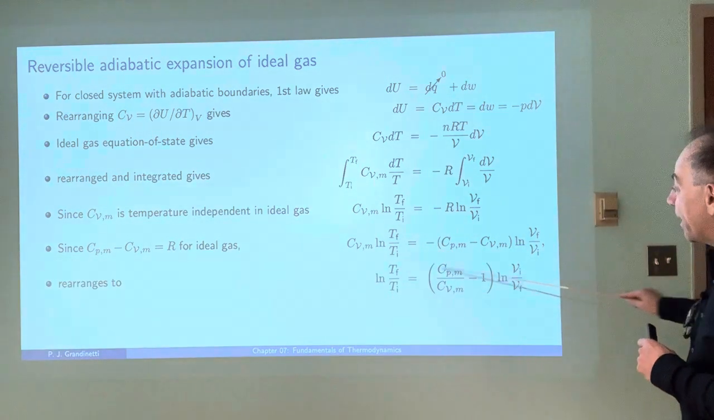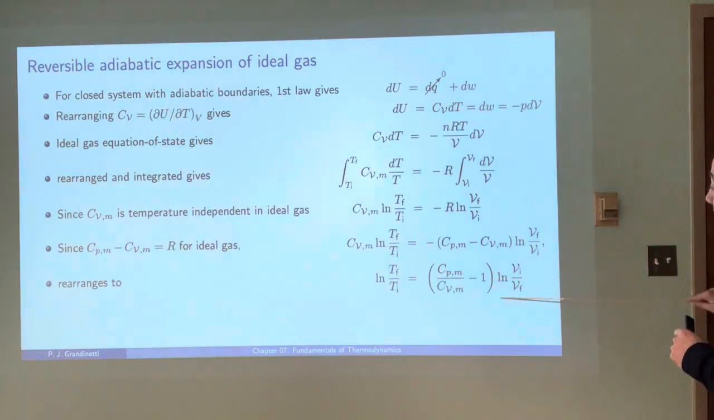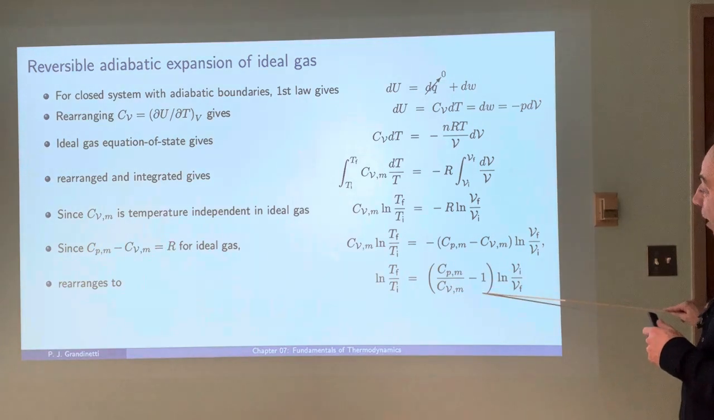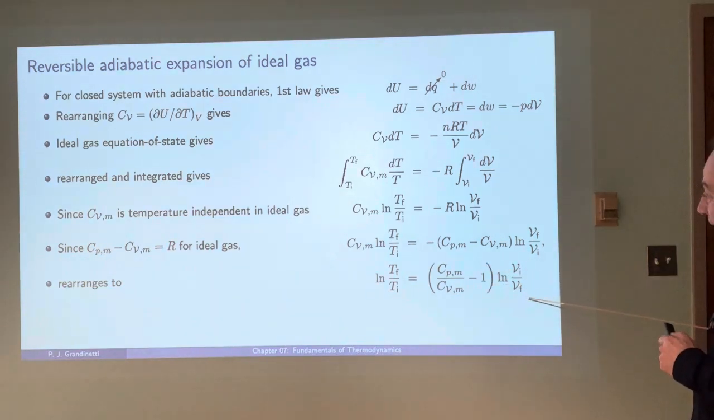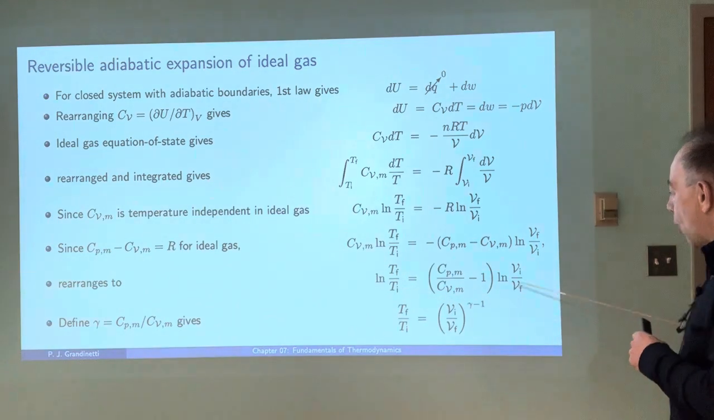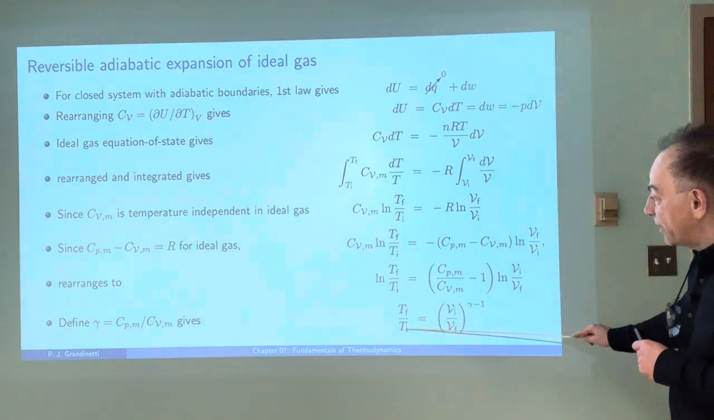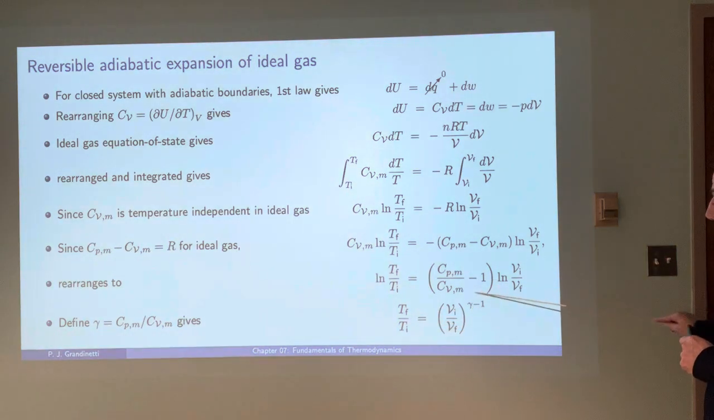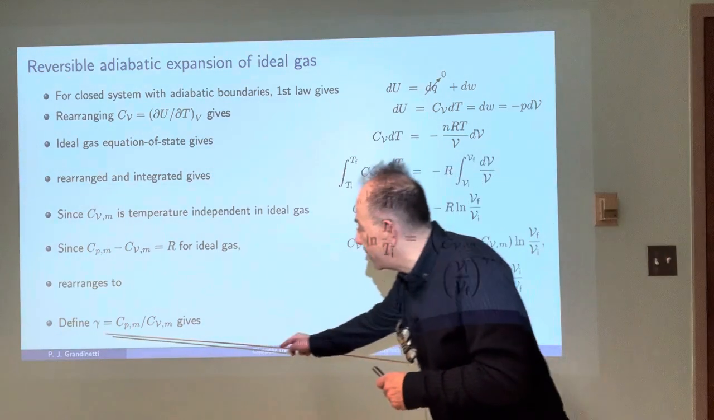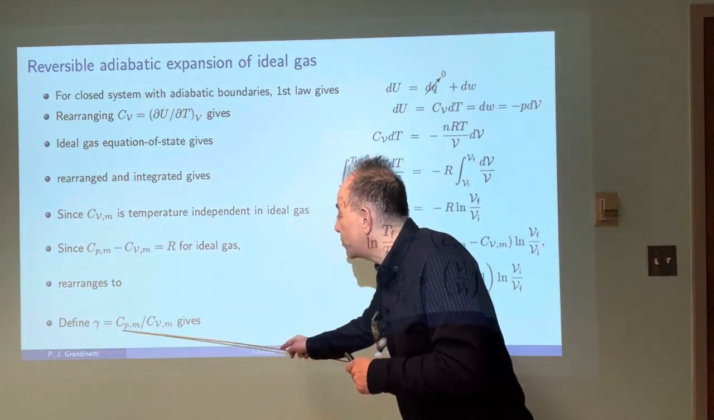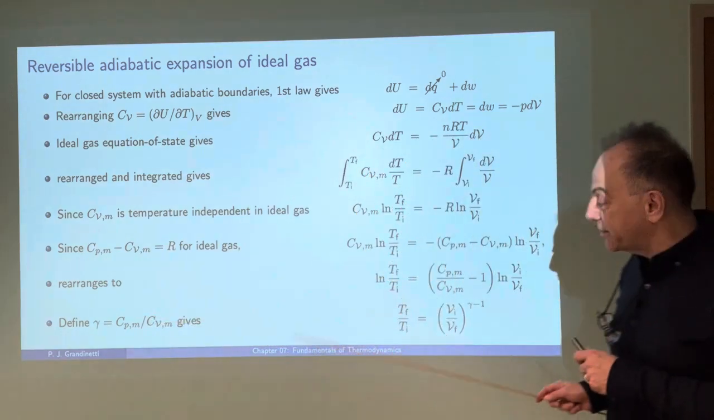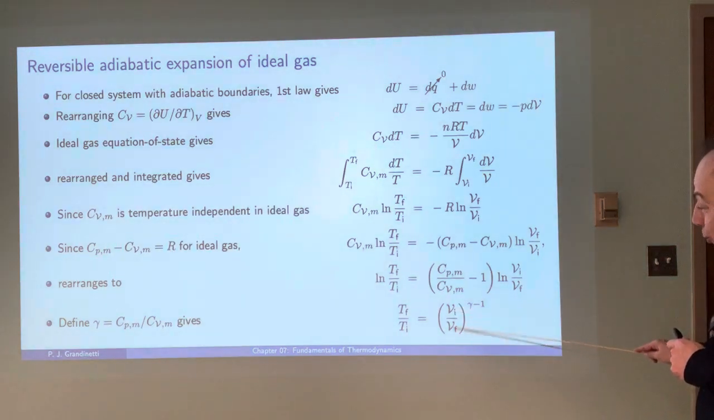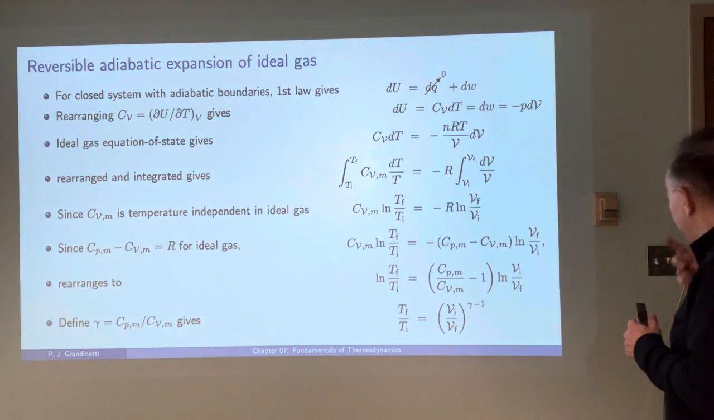So I can rearrange and put just the temperature dependence on this side, the volume dependence on this side, and now I'm going to have the ratio of Cp over Cv minus 1 as the multiplier here. And then taking the anti-log of both sides, this becomes T final over T initial, I'm sorry, is equal to V initial over V final raised to the power of this quantity here, and I'm going to identify gamma as the ratio of the constant pressure heat capacity to the constant volume heat capacity. So our ratio of T final over T initial is equal to V initial over V final raised to the power of gamma minus 1.